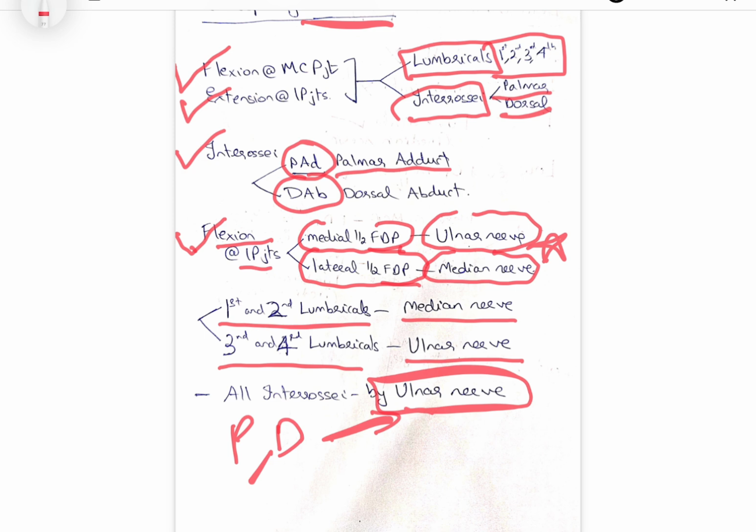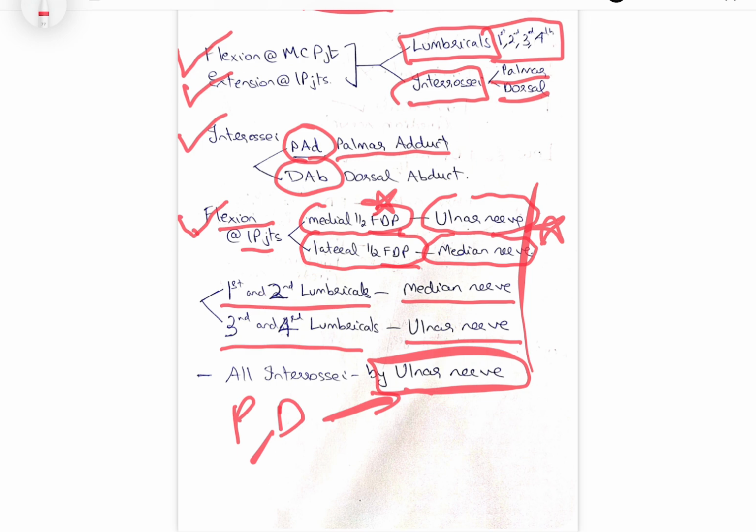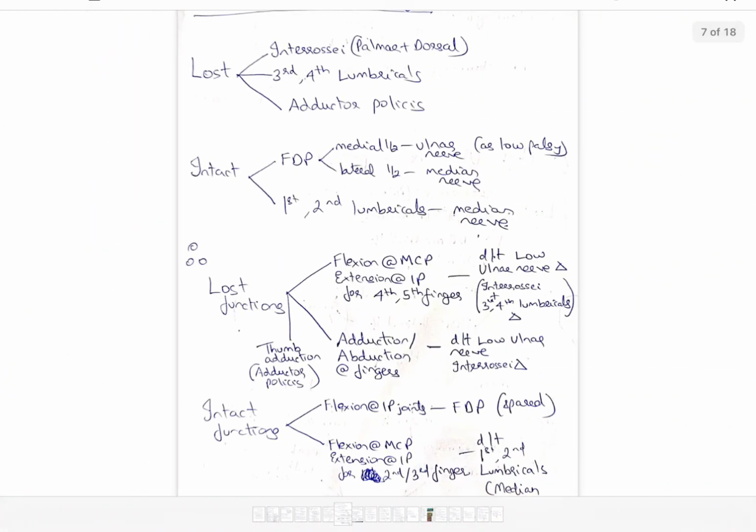And the long flexors, which cause the flexion at the IP joint, that is FDP. The medial half is supplied by ulnar nerve and the lateral half is supplied by median nerve. Okay, so remember this slide. This is very important to understand the further concept.